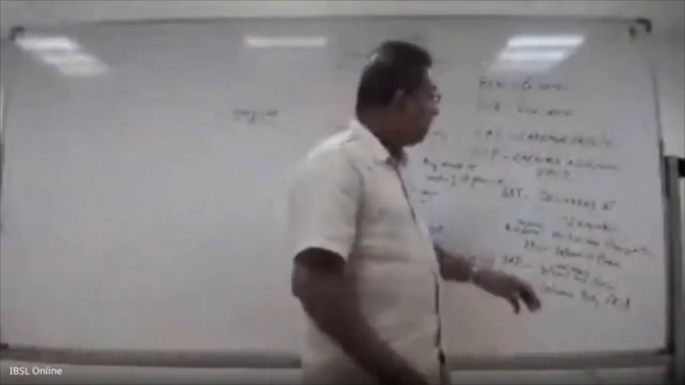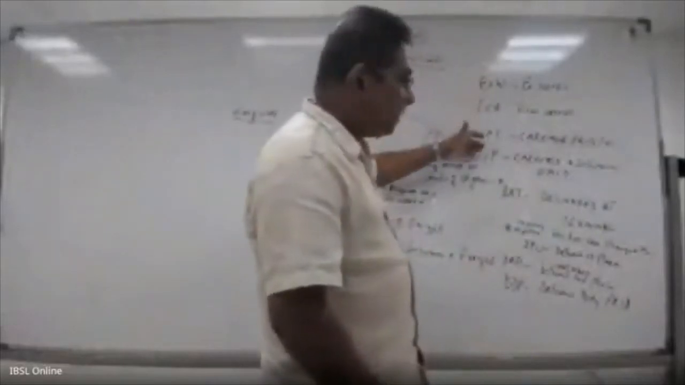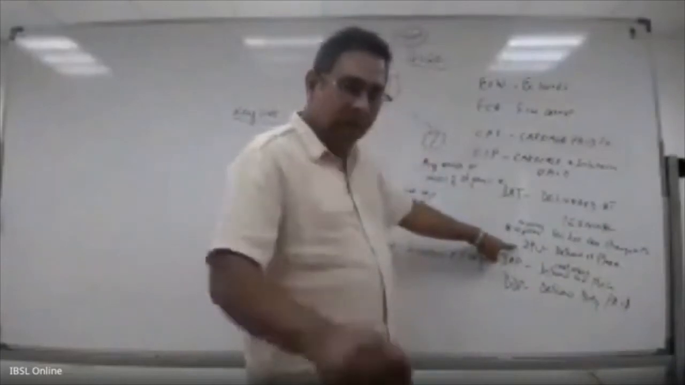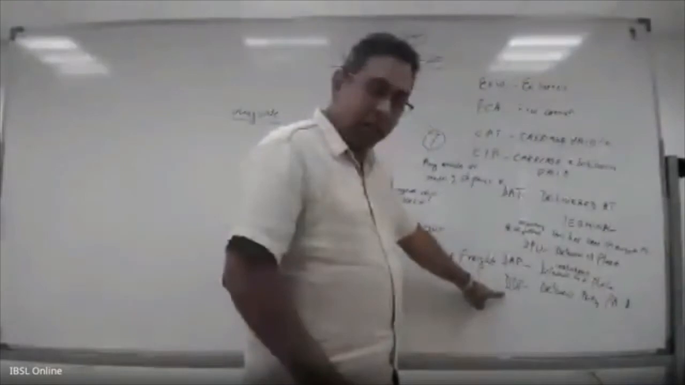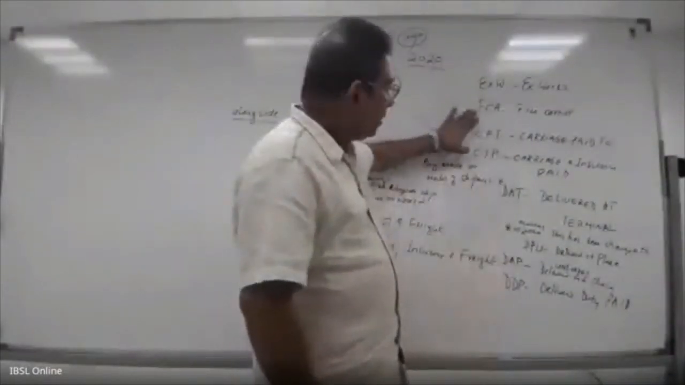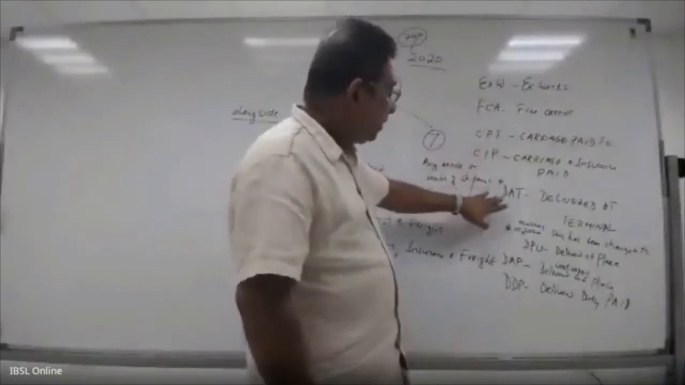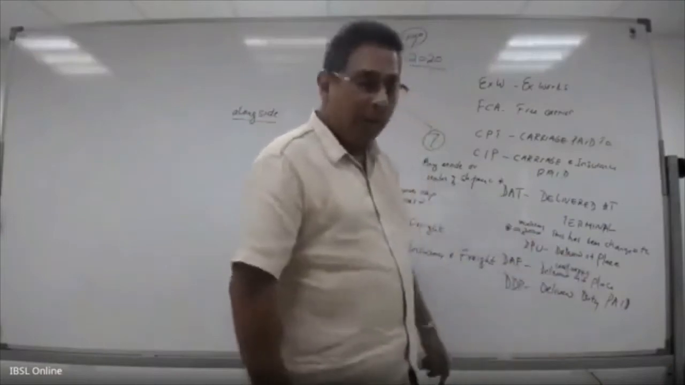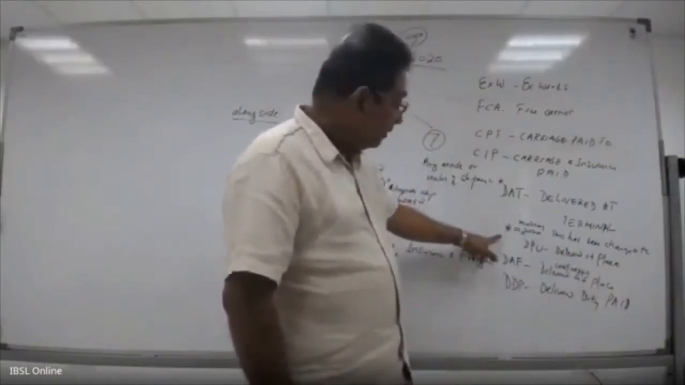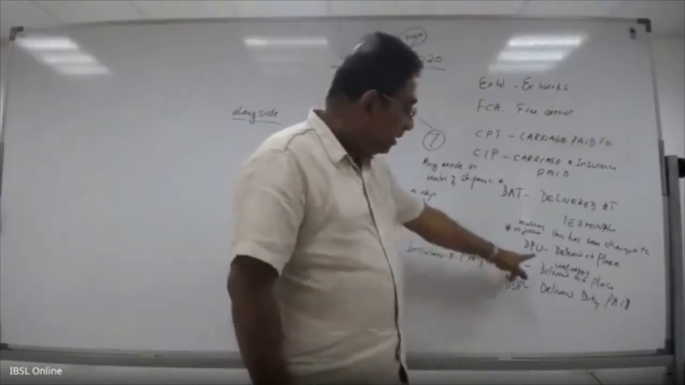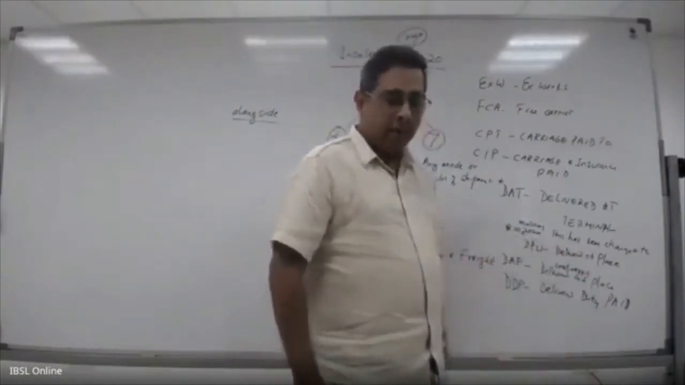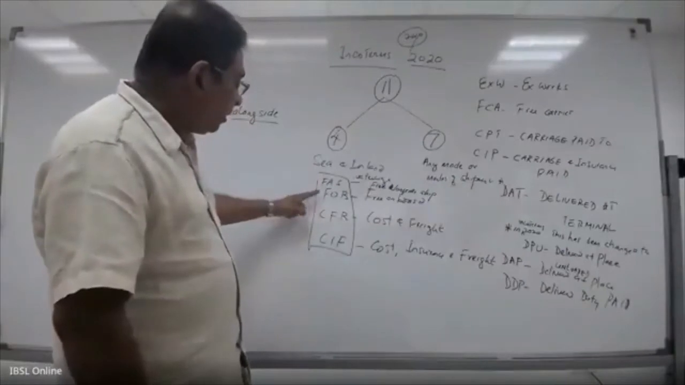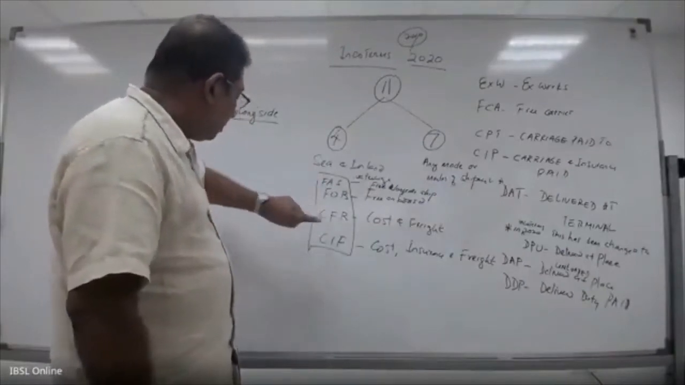I'll read out for you again. Ex works, FCA, CPT, CIP, DAT in the 2010 version or DPU in the current version, DAP, DDP. Ex works, free carrier, carriage paid to, carriage and insurance paid to, delivered at terminal in case of DAT, delivered at place unloaded in the case of DPU in the 2020 version, then DAP, delivered at place, and delivered duty paid. And the four incoterms that could be used for sea and inland waterways are FAS, FOB, CFR and CIF.